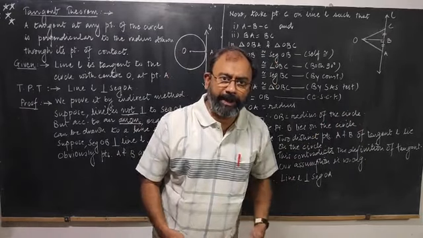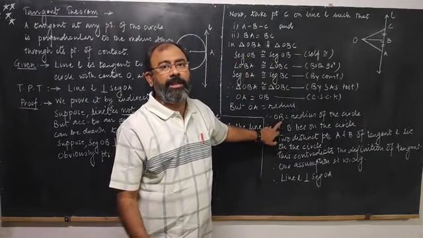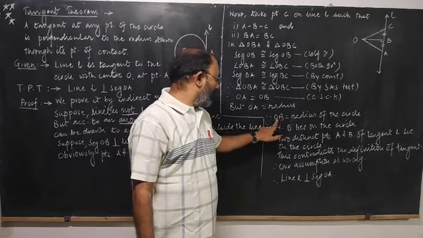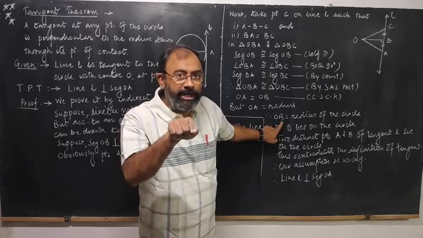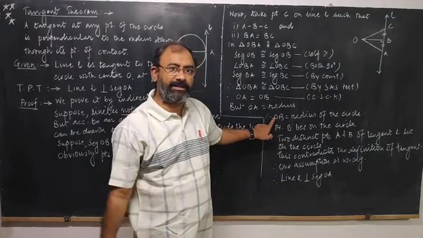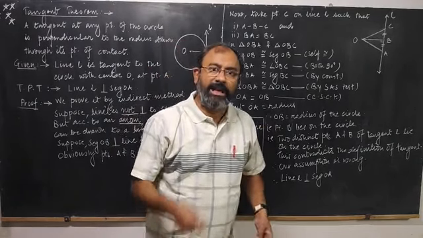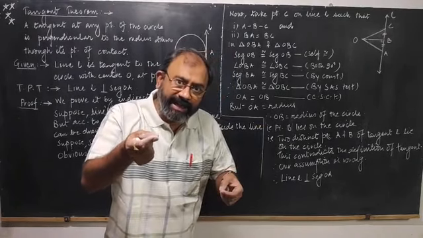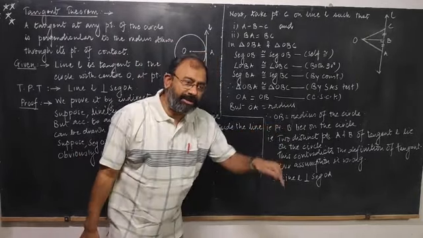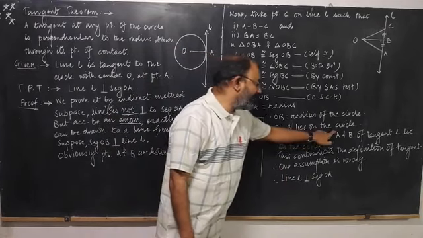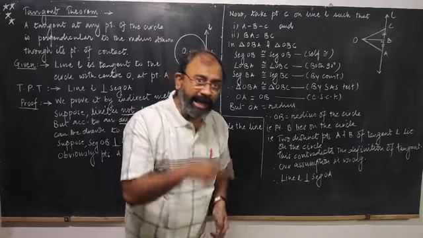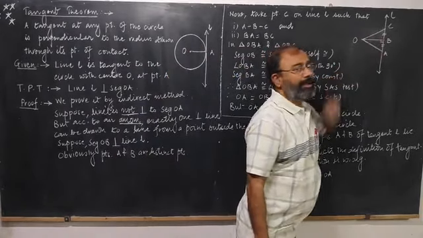Now how to interpret this conclusion? OB, how to interpret? How do we get its proper meaning? OB means what? Distance of point B from the center O is equal to radius. So what is the conclusion? If the distance of any point from the center of the circle is equal to radius, then that point lies on the circle. So point B lies on the circle. Correct? But point B was also a point of line L, right?